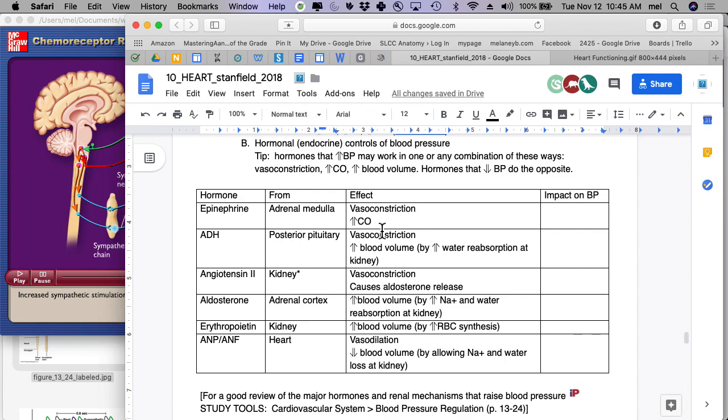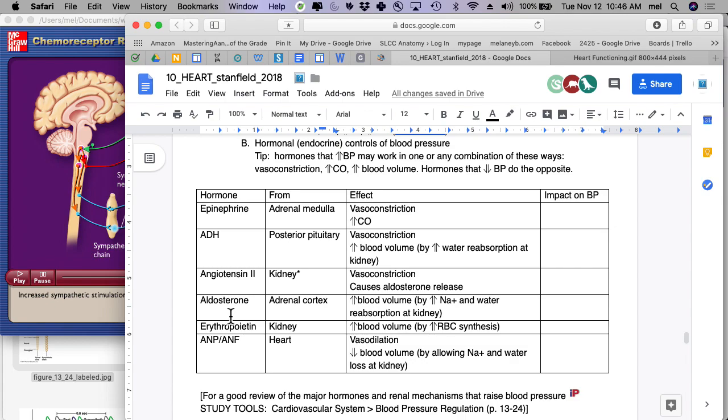ADH increases blood volume by increasing water reabsorption, and it also causes vasoconstriction because it's also called, what's its other name? Vasopressin. ADH or vasopressin. What is the impact on blood pressure, higher or lower? Higher, good. Angiotensin II, you haven't learned about in detail yet, but you're about to. It kind of comes from the kidney, with an asterisk, because it actually involves three different organs. It causes vasoconstriction, and it also causes aldosterone release. Both of those are going to do what to your blood pressure? Increase it, good.